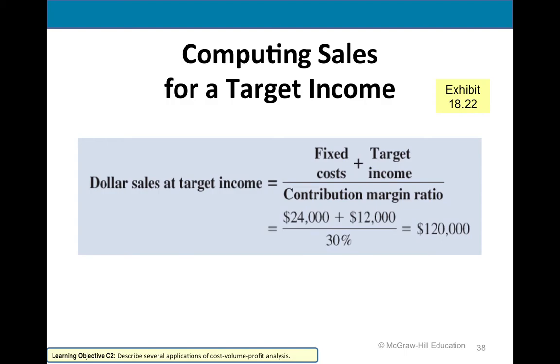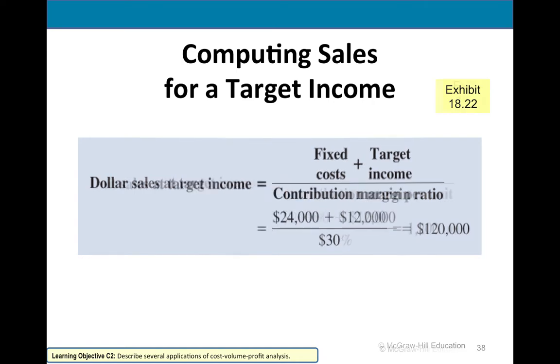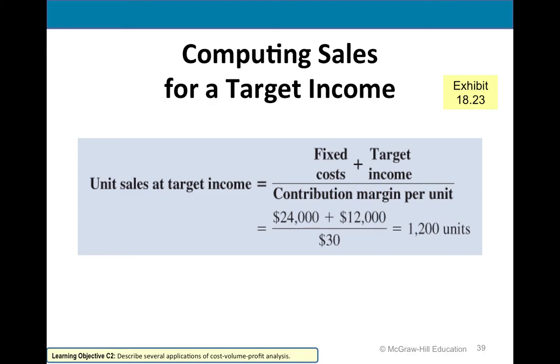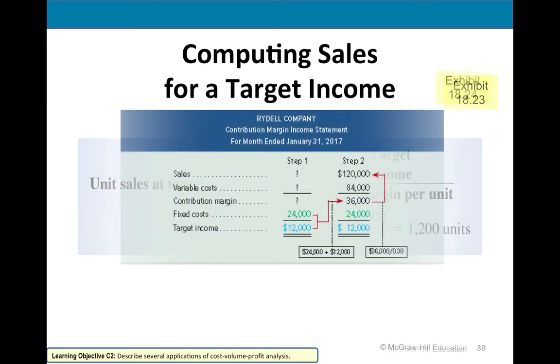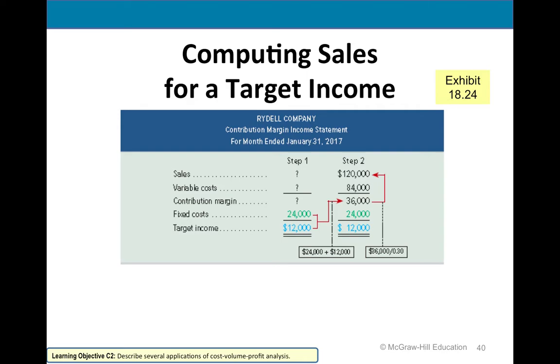Now target income. Here it says, well, I want to make at least $12,000, my target income. Here it tells me you've got to earn $120,000 and you get to keep $12,000. Or unit sales: to get those $12,000 in your target income, you've got to sell 1,200 units. And if you want to do an income statement approach here, that's fine too. It's the same information; you just write it out differently.